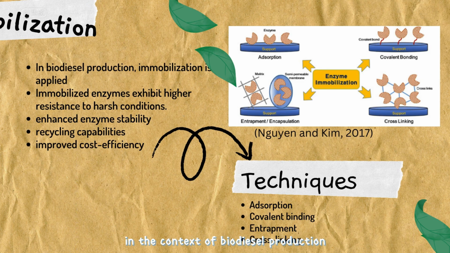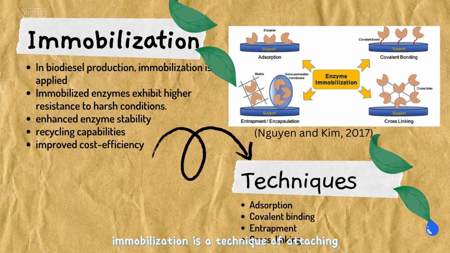In the context of biodiesel production, immobilization is a technique of attaching enzymes to solid support materials, resulting in enhanced enzyme stability, recycling capabilities, and improved cost efficiency. Immobilized enzymes exhibit higher resistance to harsh conditions, facilitating their use in biodiesel production processes. The ability to recycle immobilized enzymes minimizes waste generation and reduces production costs. Additionally, the extended lifespan of immobilized enzymes leads to reduced downtime and uninterrupted production, maximizing operational efficiency.